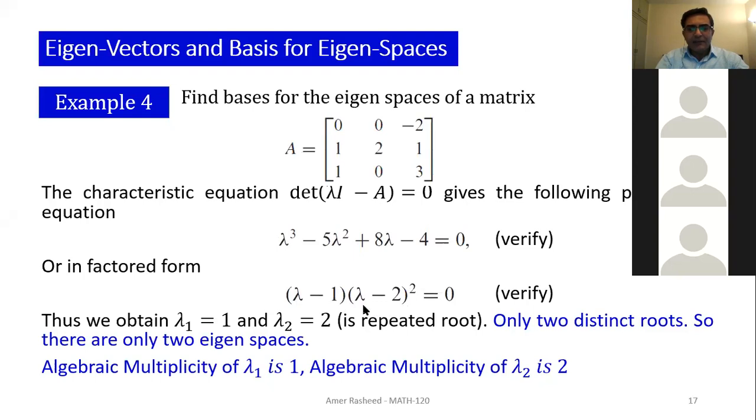So the first root of this characteristic equation is lambda 1 is equal to 1, and lambda 2 is equal to 2. And the third root is again lambda 3 is 2, because the factor lambda minus 2 is repeating here 2 times. So lambda is equal to 2 has algebraic multiplicity of 2, because it is repeating 2 times in this equation. But lambda is equal to 1 has algebraic multiplicity 1, because it is non-repeating. I hope you understand.